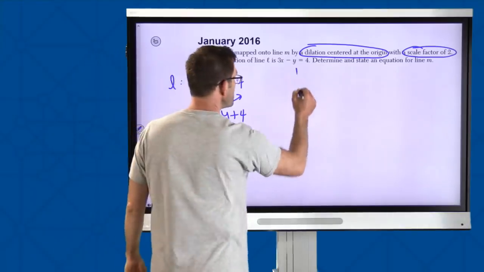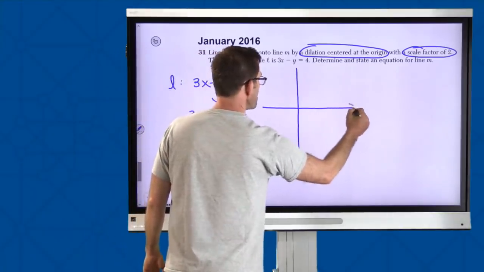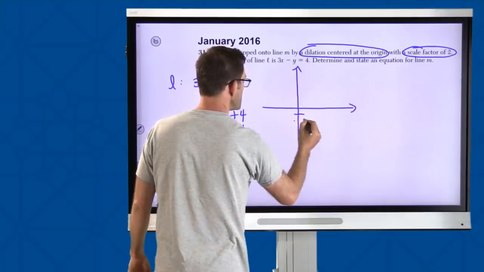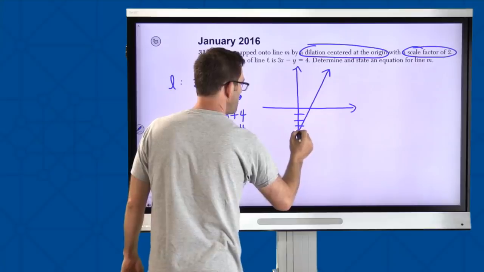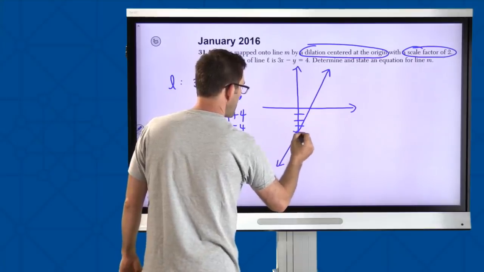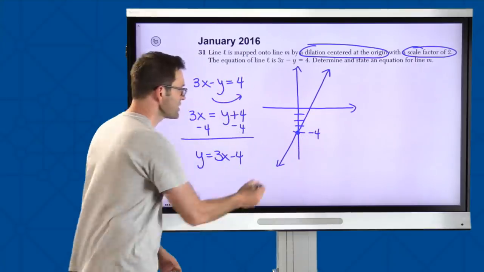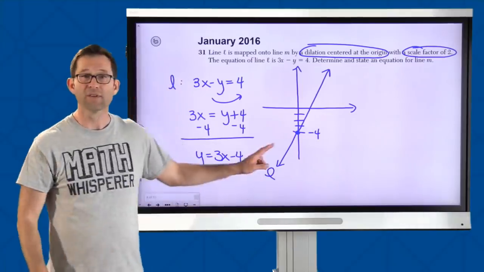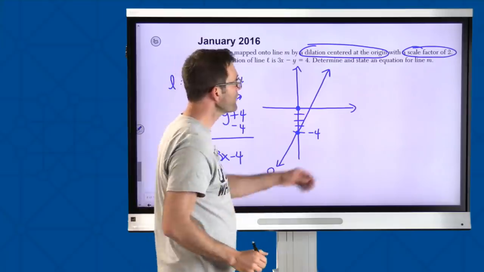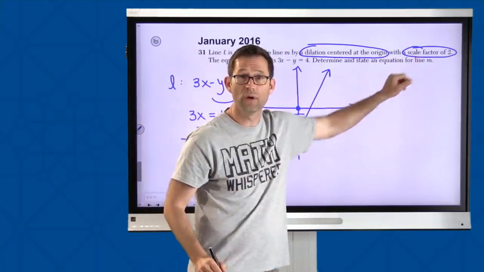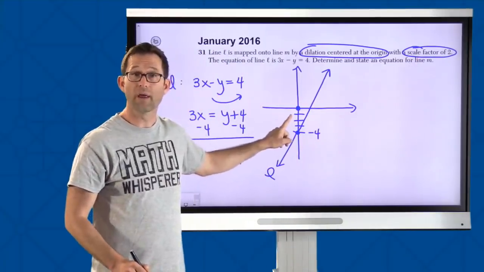So really quickly, I'm going to sketch that line. I'm not going to make it amazingly accurate. 1, 2, 3, 4. But it's a line with a positive slope, and it's got a y-intercept down here at -4. So that's line L. Now I'm going to take this thing and dilate it by a scale factor of 2, using the origin as my center.